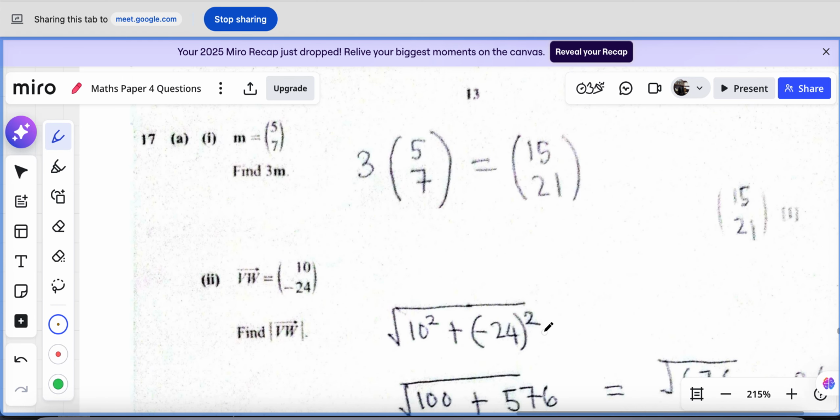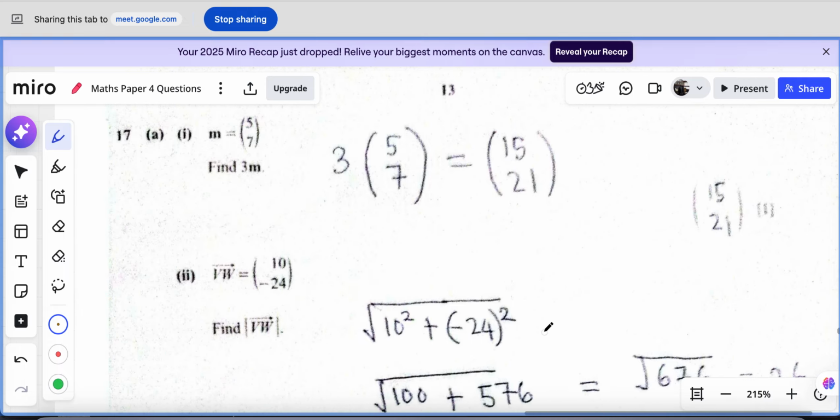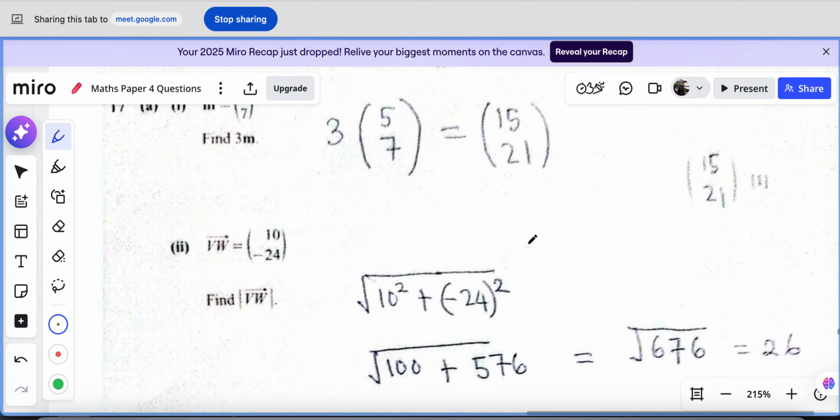Question 17. Now let's take a look at question 17. It is a bit of vectors and so on. Now let's take a look at what they've given us. 17a, we say m is equal to the column vector 5, 7. The first question says find 3m. This is easy. They give you m to be 5 and 7, so 3m is just using 3 to multiply the whole thing. So 3 times 5, you get 15, and 3 times 7, you get 21. So the answer is the column vector 15, 21. You get 1 mark. It's easy, so that's why it's 1 mark.